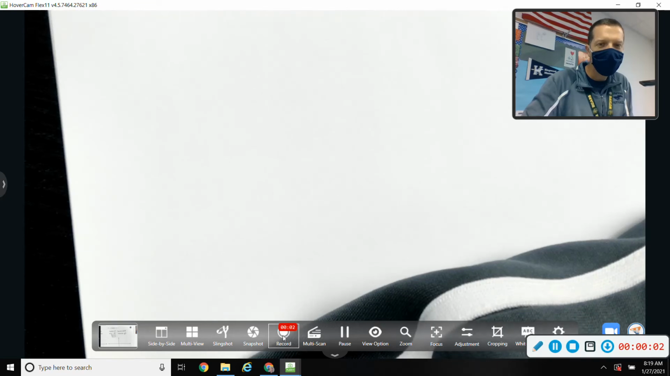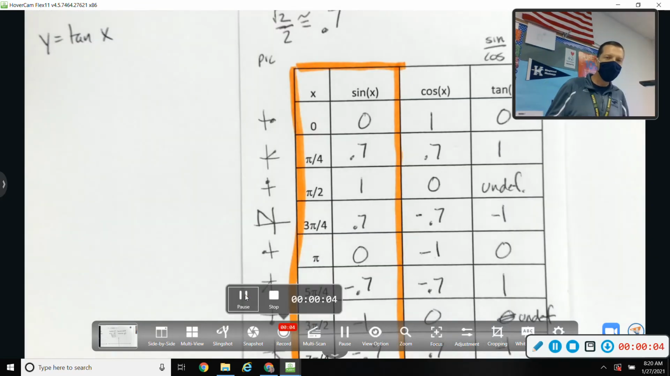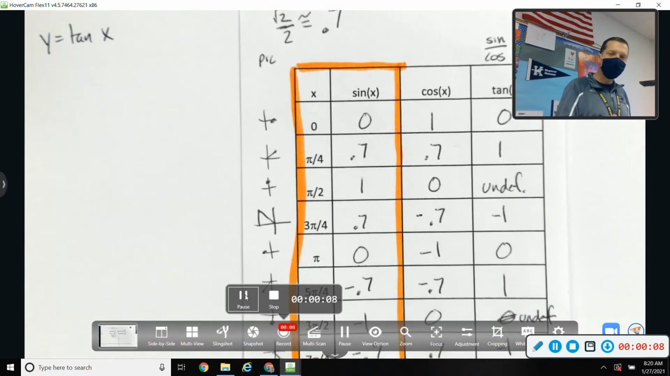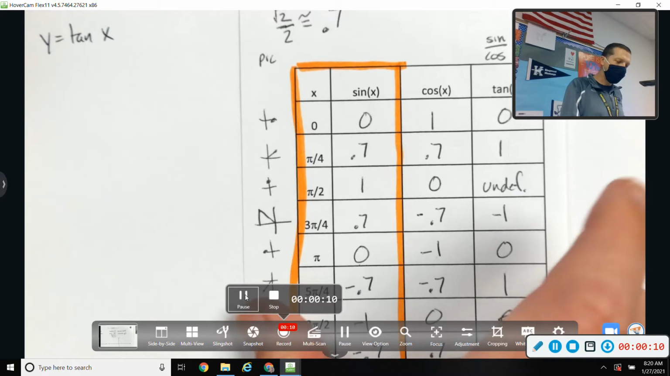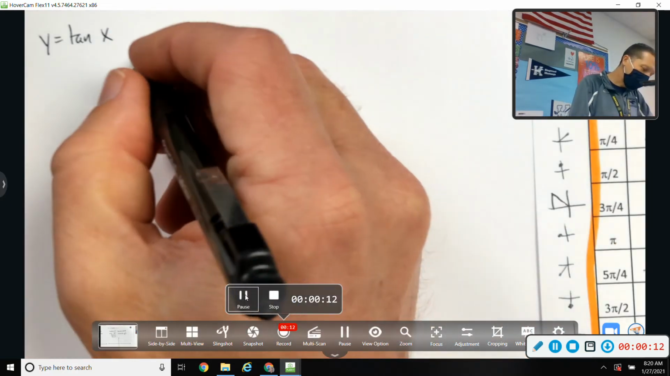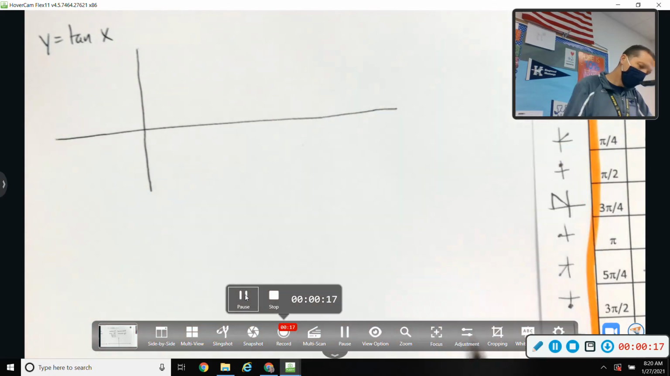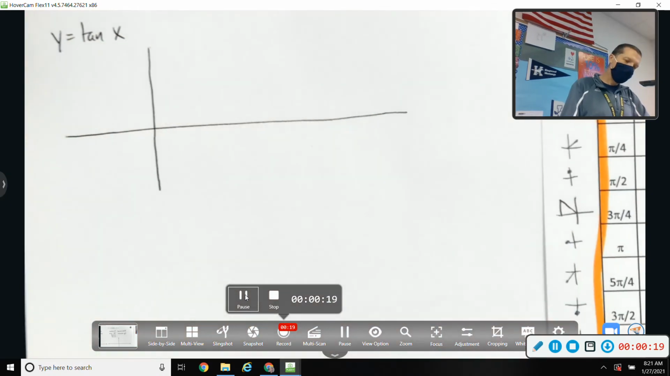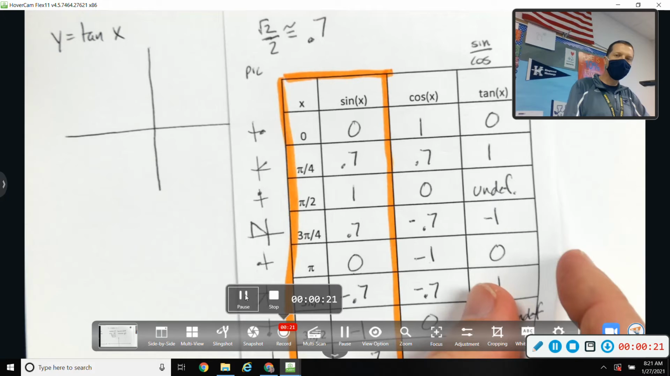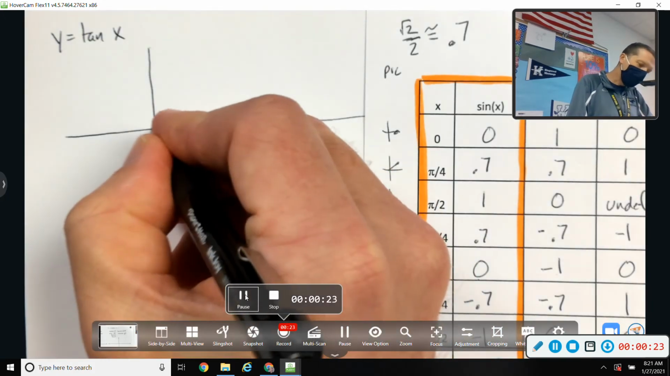Yeah, I need to get my stuff together. And if you've got your table of values, that would be helpful because that's how we're going to graph y equals tangent of x. So, I'm just referring to my table now. So 0, 0.